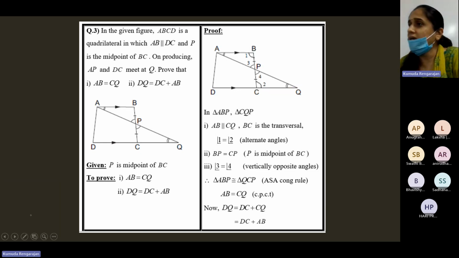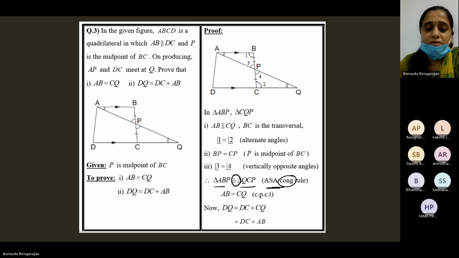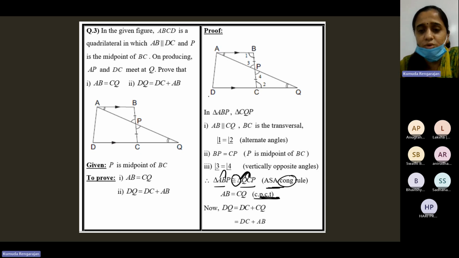For vertically opposite angles, you don't have to mention parallel lines. Then the two triangles are congruent by the ASA rule, ASA congruence criterion or ASA congruence rule. And then AB is equal to QC or CQ, CPCT. Then I told you this one. The next one I told you.